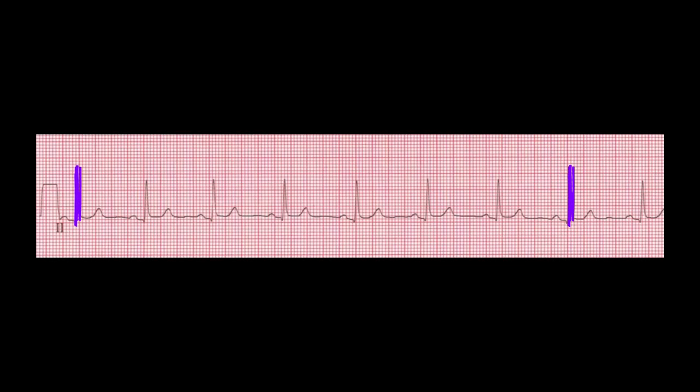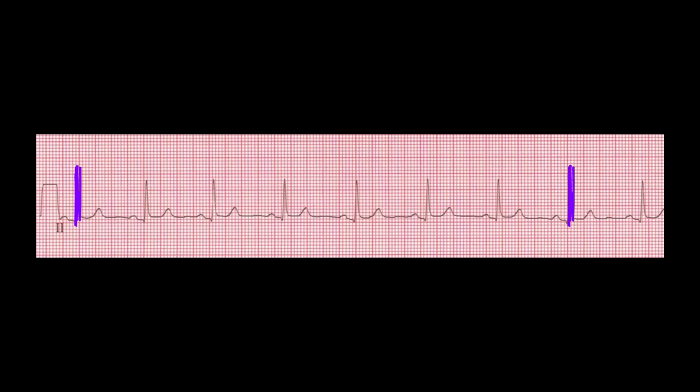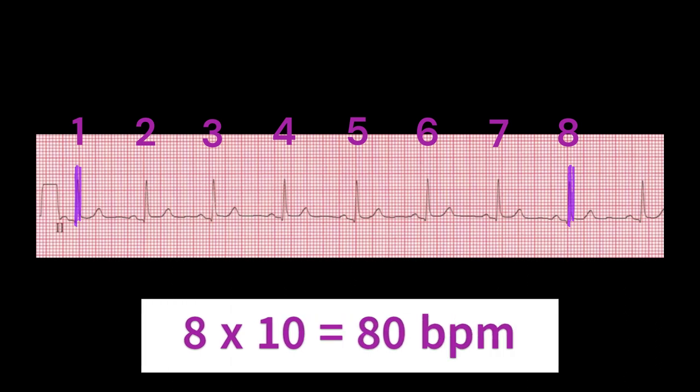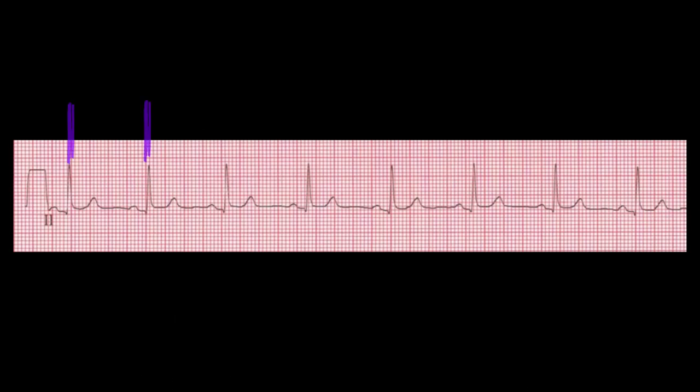We then count the number of QRS complexes within this 6-second section, then multiply that number by 10. In this example, the first and last QRS complexes are right on the boundaries of our 6-second section. So all in all, we have 8 QRS complexes, multiplied by 10, makes it 80 beats per minute. We can determine that this strip is regular, based on the equal R-to-R intervals between each and every QRS complex.